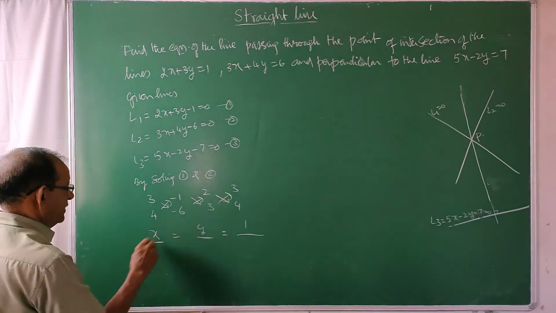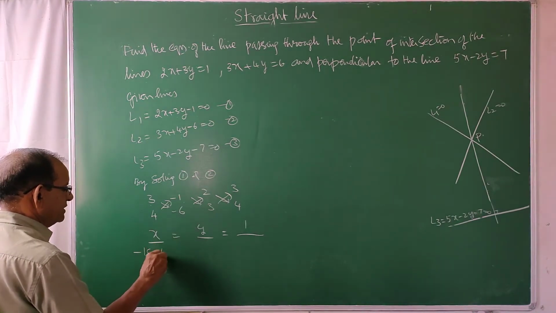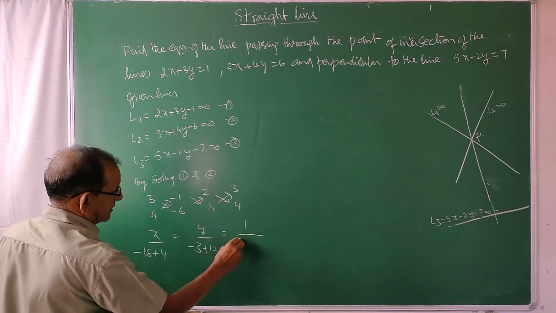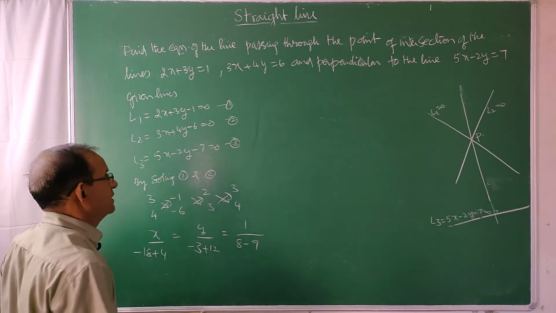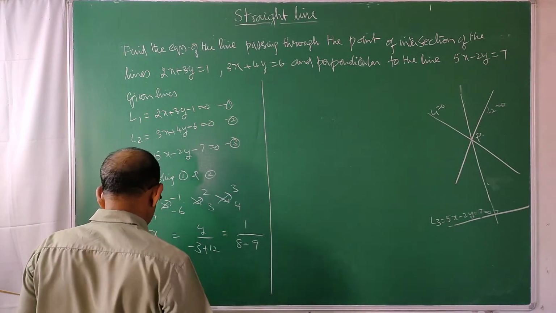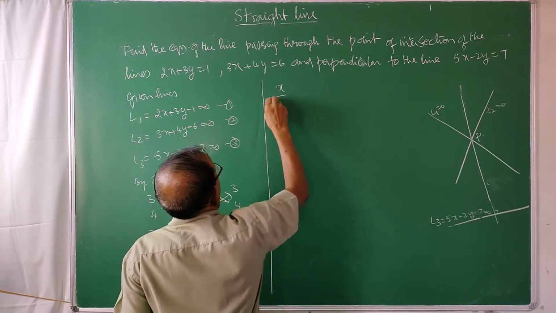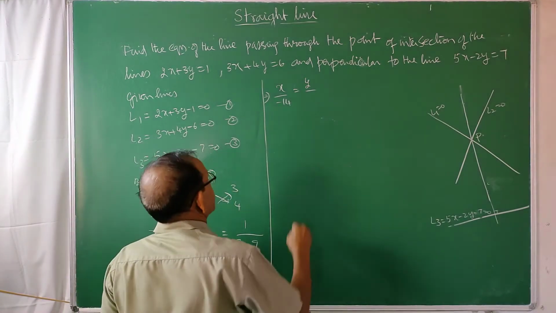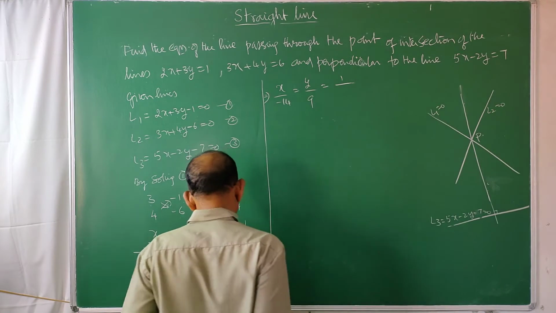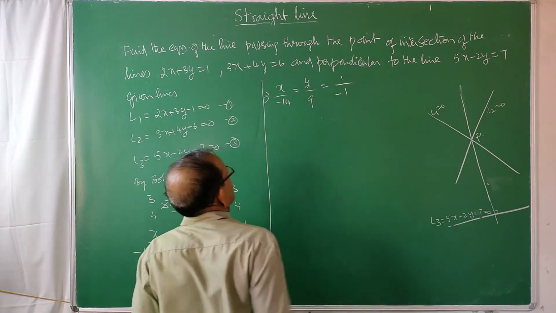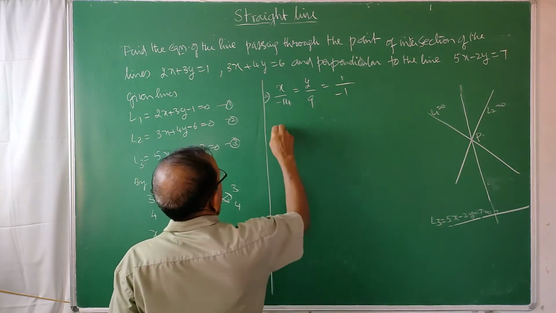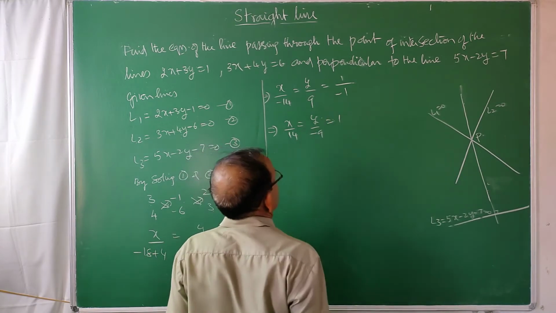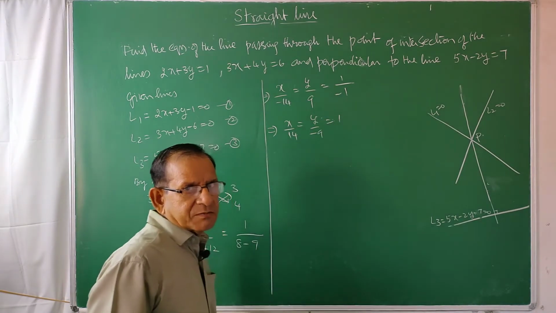Under x, minus 18 minus minus 4, that is plus 4, minus 3 minus minus 12, plus 12, 8 minus 9. So that is x by minus 14, y by 12 minus 3, 9, and 1 by 8 minus 9, minus 1. So multiply all the 3 with minus 1, that is x by 14 is equal to y by minus 9 is equal to 1. Actually it is minus 1, but after multiplication with minus 1 it has become plus 1.